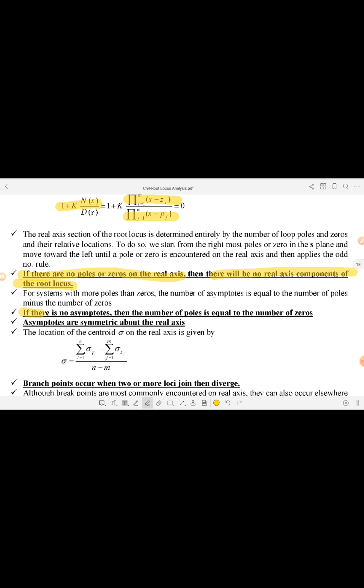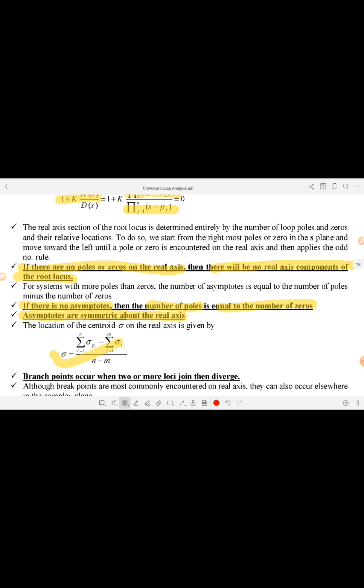Okay, after that, if there are no asymptotes, this means that n minus m is equal to 0, or n is equal to m. What does this mean? This means that the number of poles is equal to the number of zeros, and all of the branches of the root locus are finite. Okay, and asymptotes, as I have said previously, are symmetric about the real axis, and we have capitalized on this note while calculating the angle of the asymptotes phi a, and this is how to find the sigma a, which we already have covered.